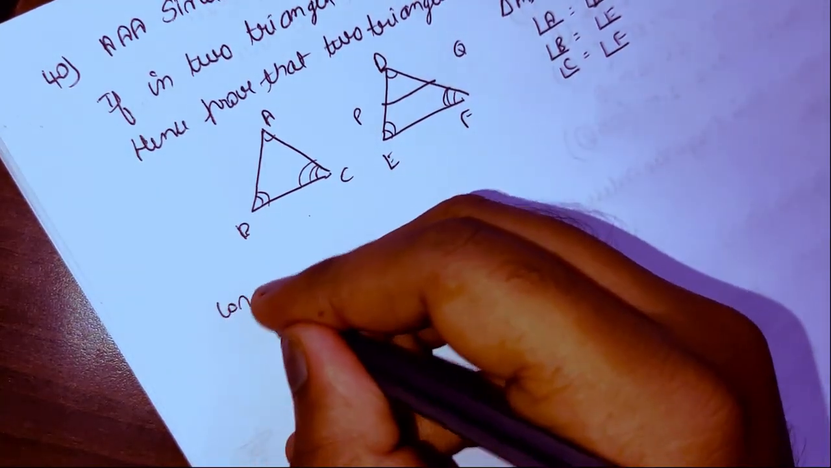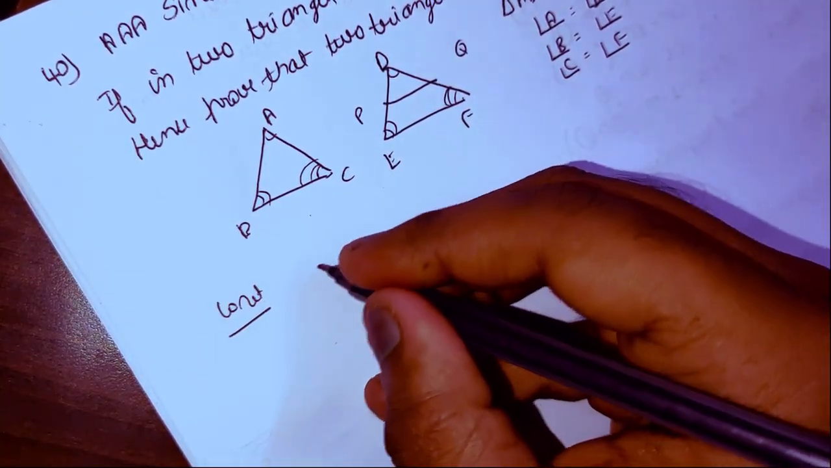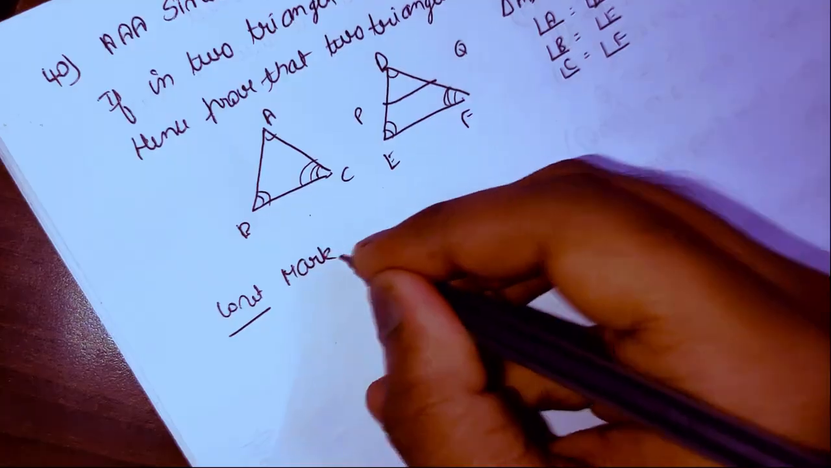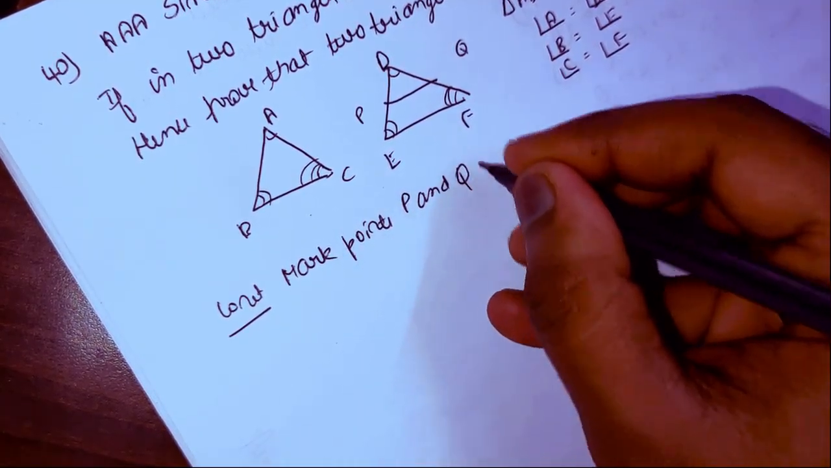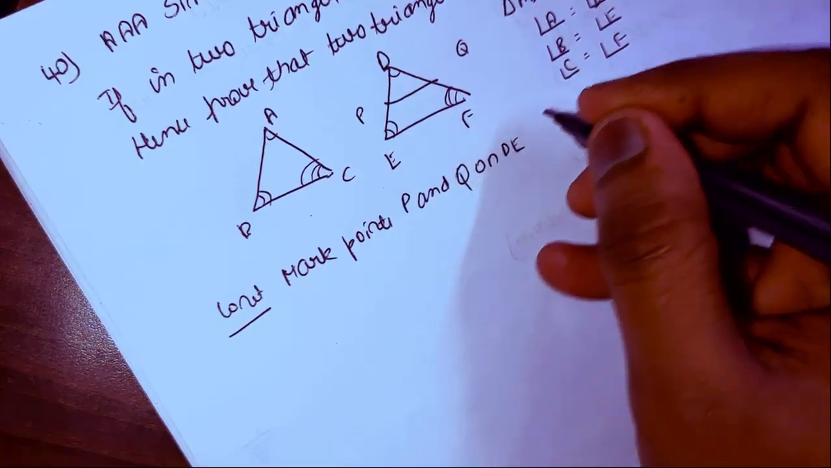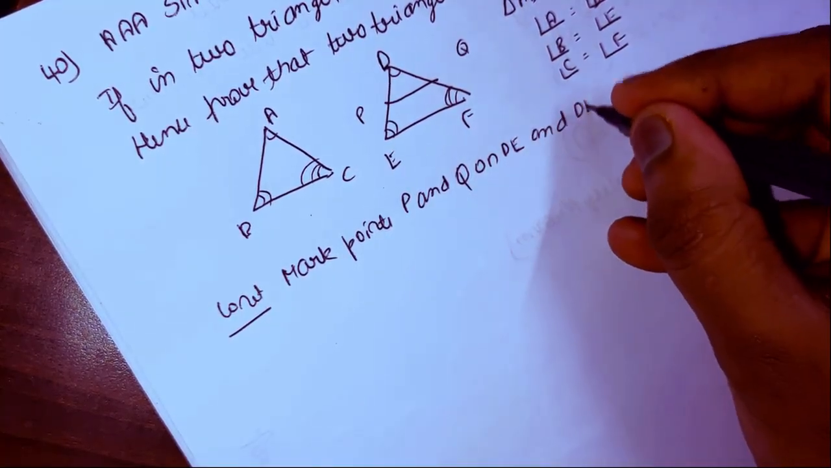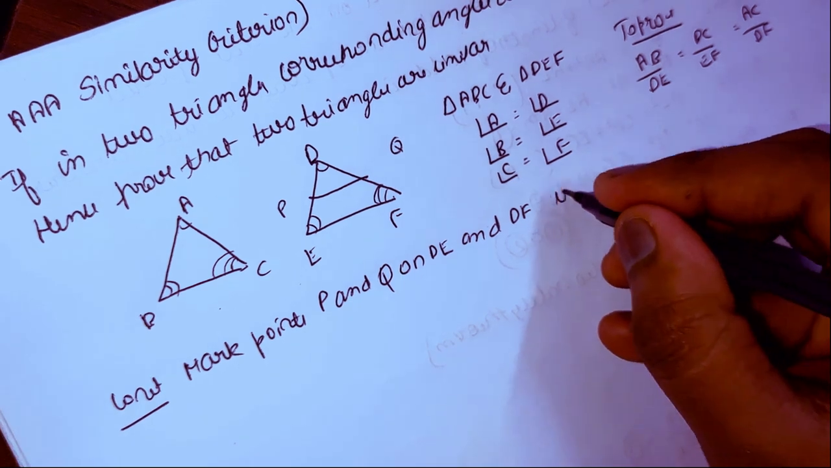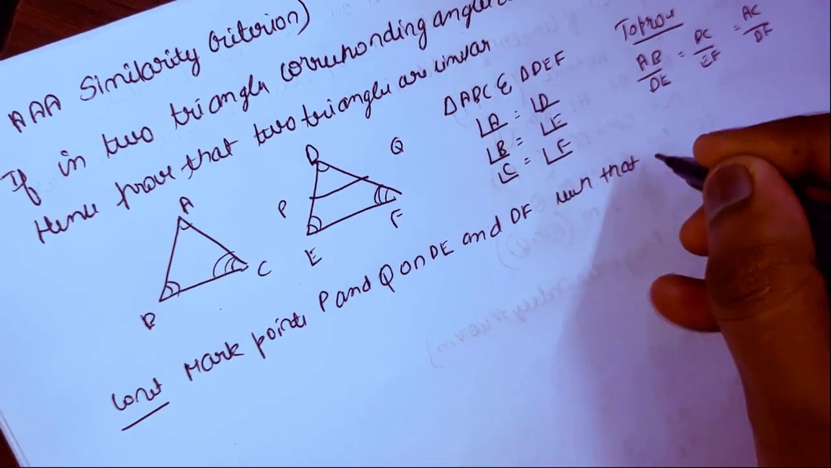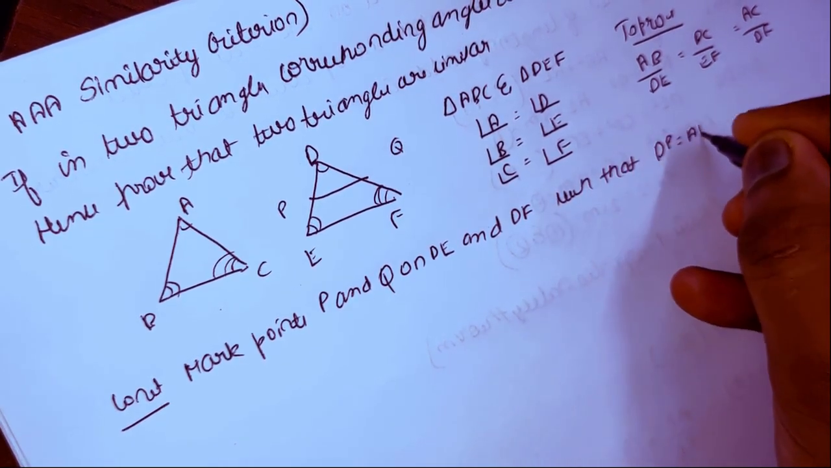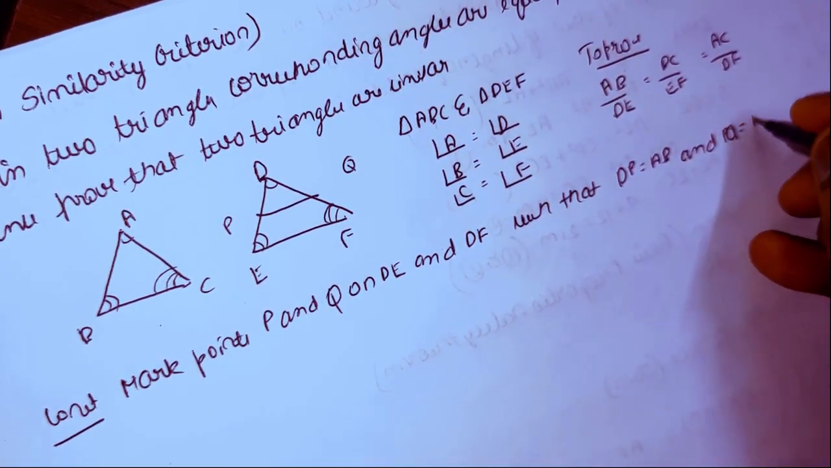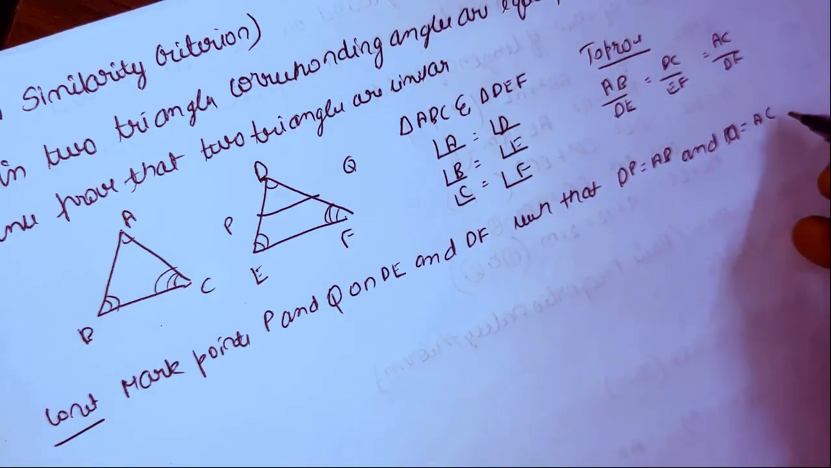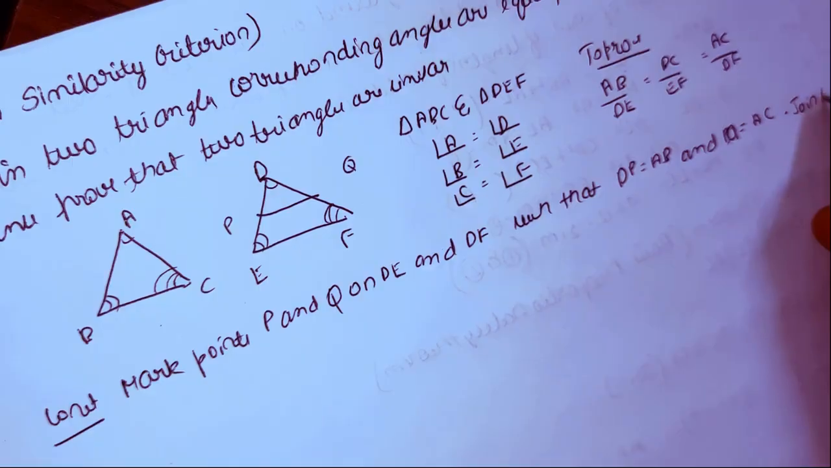Write the construction. Mark points P and Q on DE and DF such that DP is equal to AB and DQ is equal to AC. Join PQ.